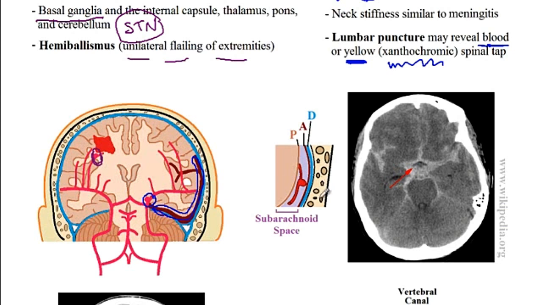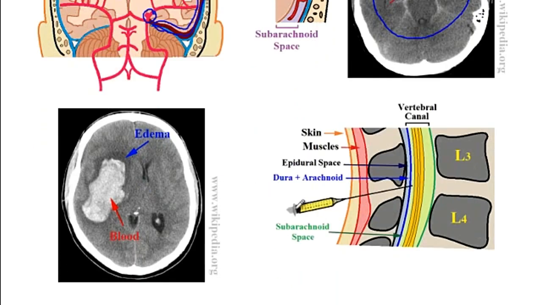Here is another example that shows you we have pia, arachnoid, and dura, and then the berry aneurysm is in between pia and arachnoid. So this is the subarachnoid space. If it breaks, it will release blood in the subarachnoid space. And on the CT scan, this is the kind of appearance that you will see on the imaging for the subarachnoid hemorrhage.